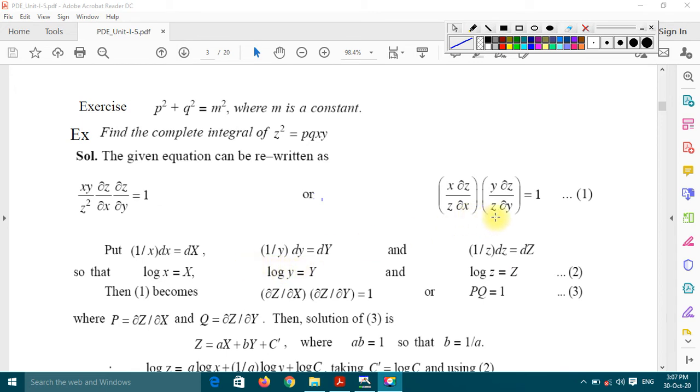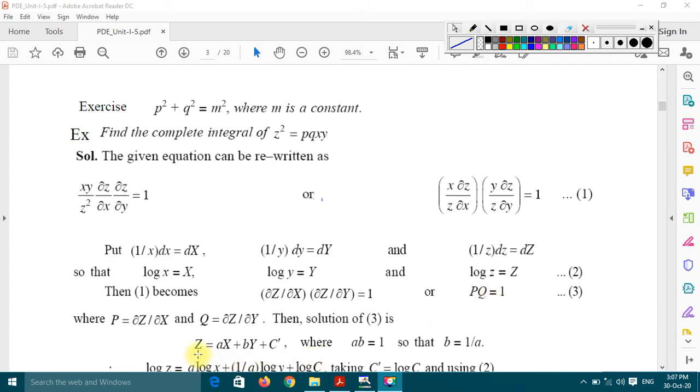Equation 1 reduces to ∂Z/∂X into ∂Z/∂Y is equal to 1, meaning PQ is equal to 1. Here P is the partial derivative of Z with respect to X, and Q is the partial derivative of Z with respect to Y. You know, such a type of equation we have solved in our above example.